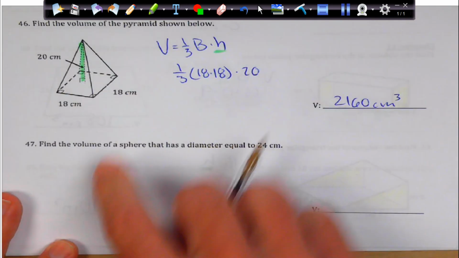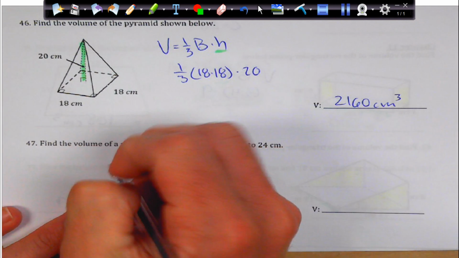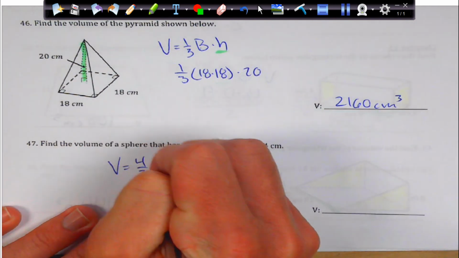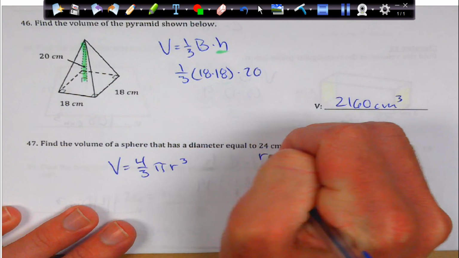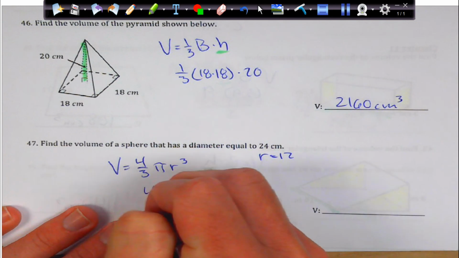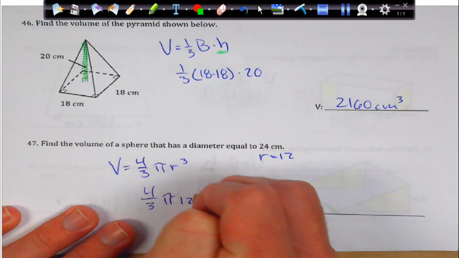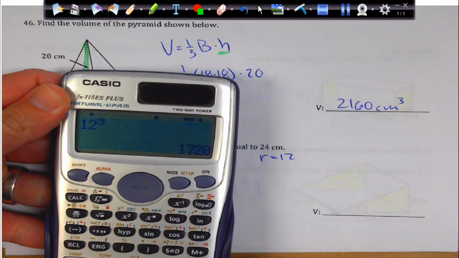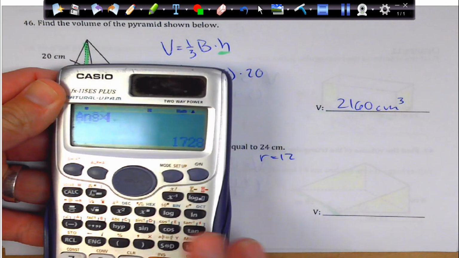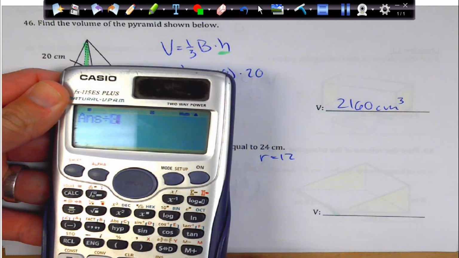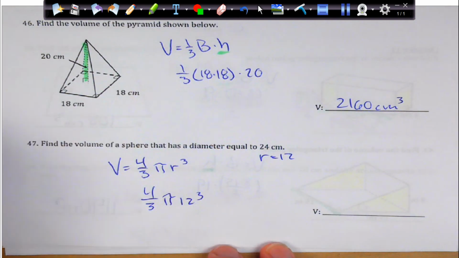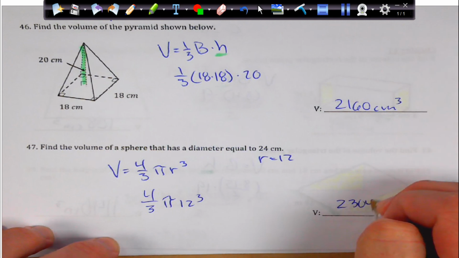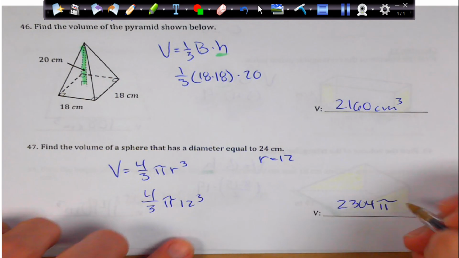Alright, find the volume of a sphere that has a diameter equal to 24. Well, our volume is 4/3 pi r cubed. R is going to be 12, so we'll do 4/3 pi 12 cubed. 12 raised to the 3rd power is a pretty large number, so I'll show you how I do it in my calculator. 1728, then I multiply that by 4, divide it by 3, and then slap on pi. And put on my units.